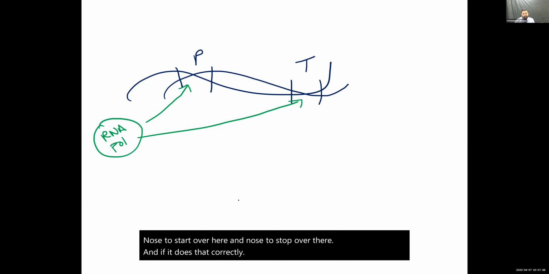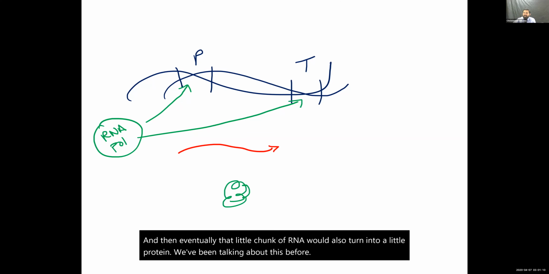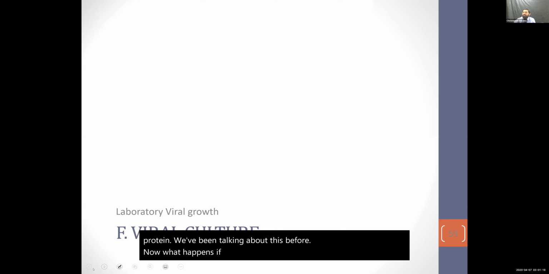And then eventually, that little chunk of RNA would also turn into a little protein. We've been talking about this before. Now, what happens if, I'm going to use the DNA of our virus in purple. Whoops, went too far. And I was having fun drawing. What happens if your viral DNA, let's call this a virus DNA, happens to insert itself into that sequence that we just had earlier.